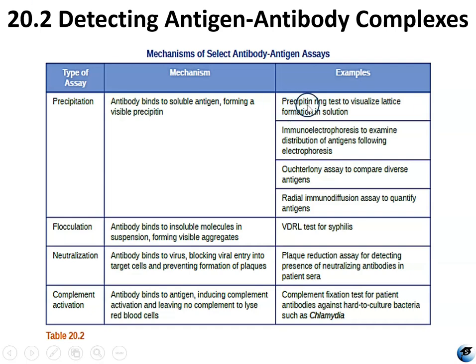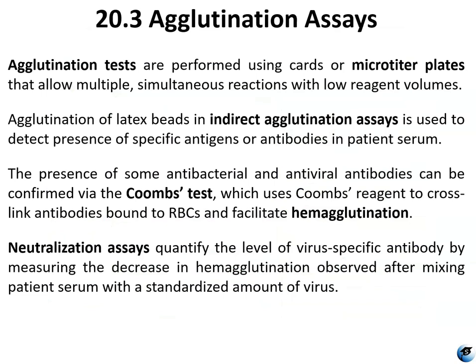So we talked about the precipitin ring, we talked about immunoelectrophoresis, we talked about plaque reduction and complement fixation, and we also talked about Western blotting. Okay, the agglutination test. For the agglutination test, you use cards or microtiter plates that allow for multiple simultaneous reactions to happen. And the great thing about agglutination tests is that you need a very low volume of reagents for these things.